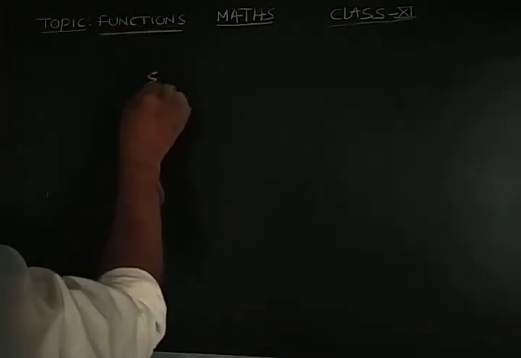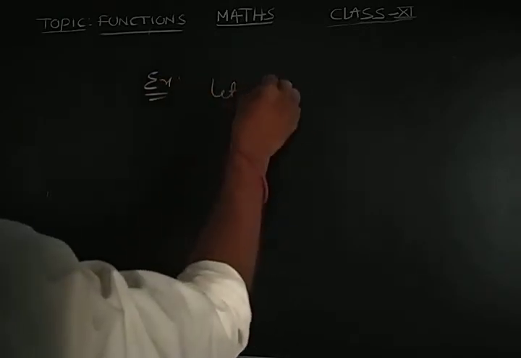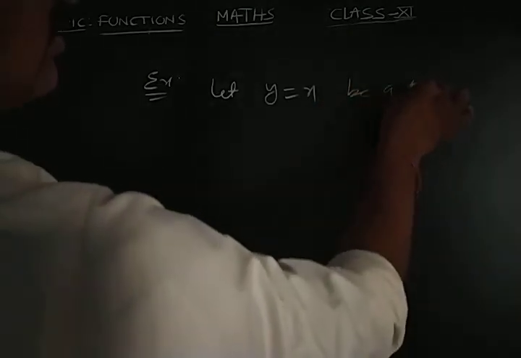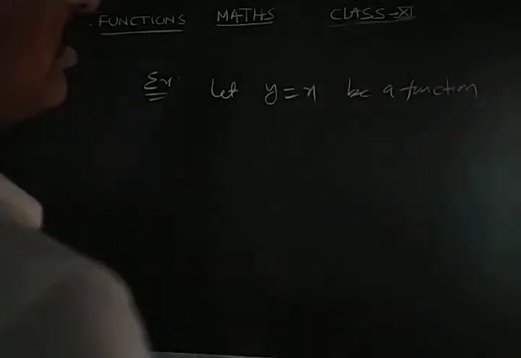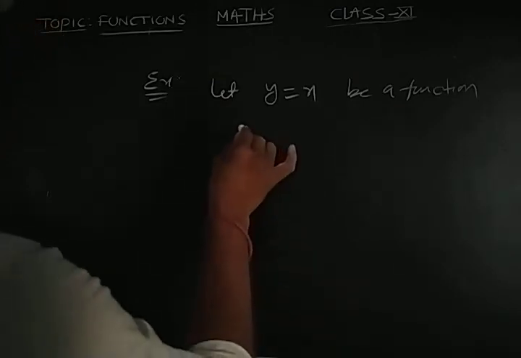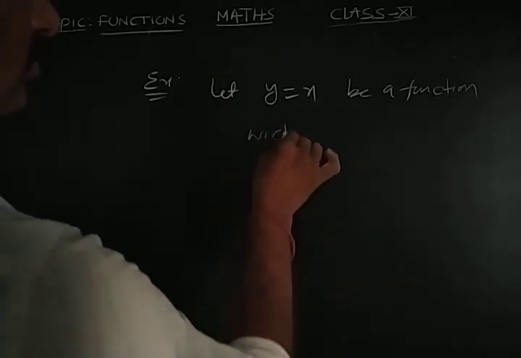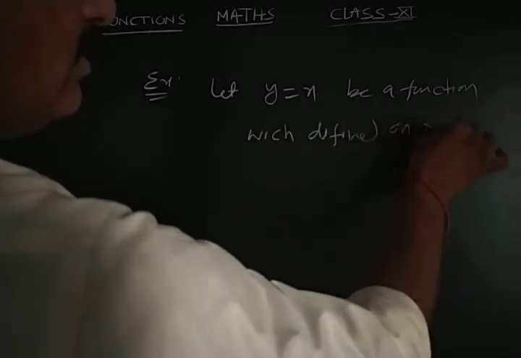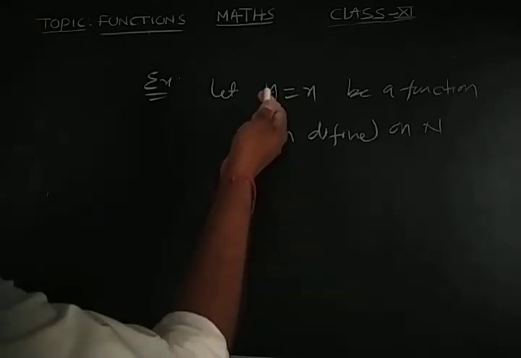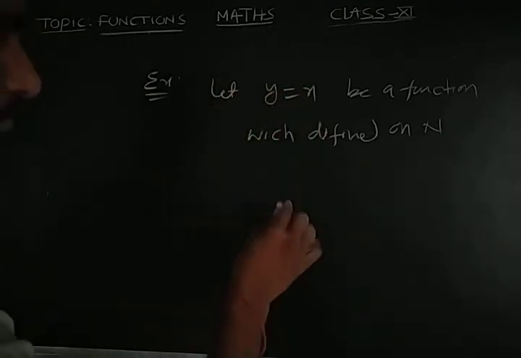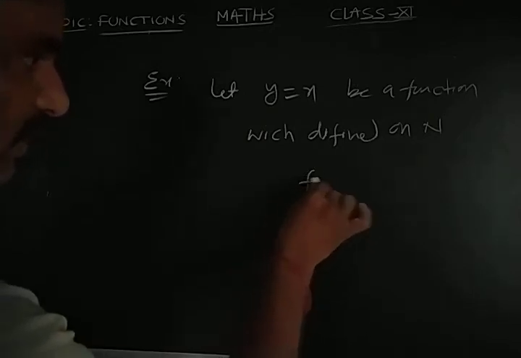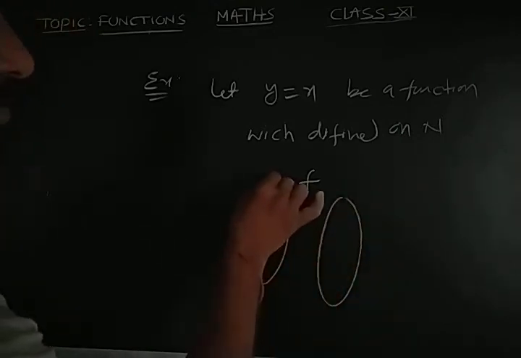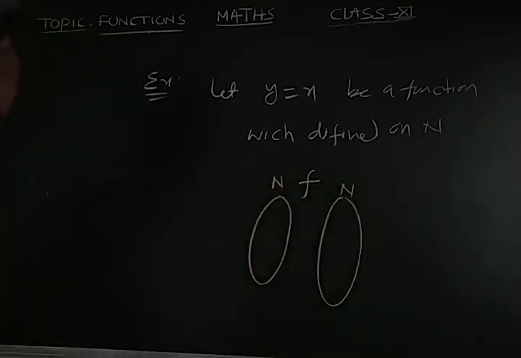Suppose, for example, let y equal to x. I am defining one function. Let y equal to x be a function defined on the natural numbers N. So y means f of x equal to x. So this is one relation, one function defined from N to N.